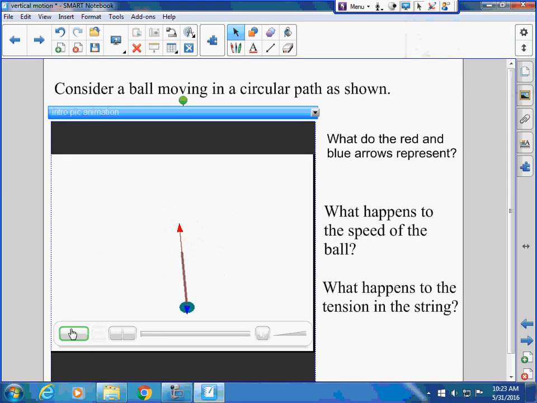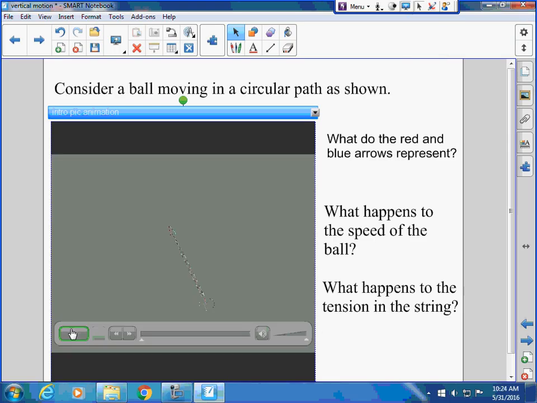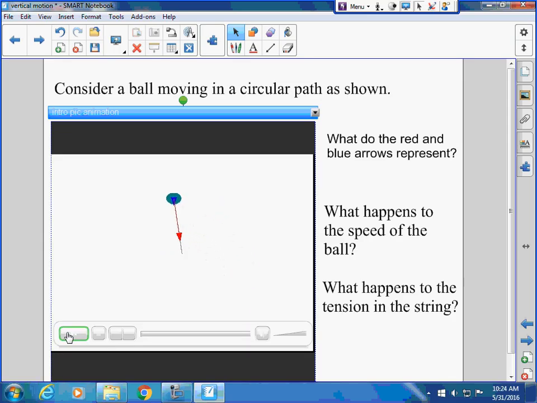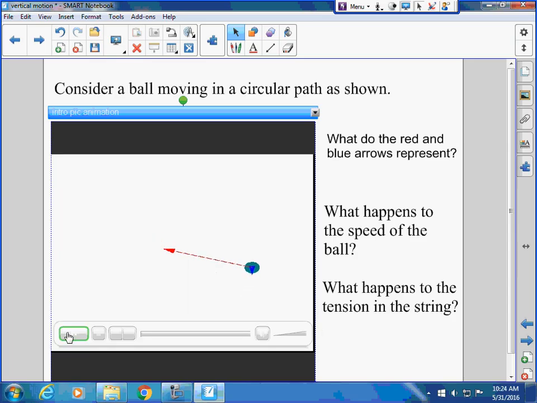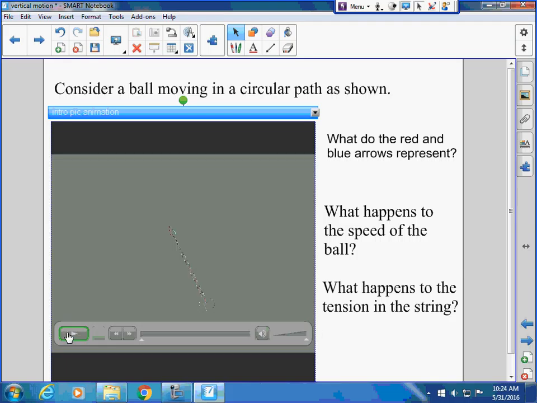What do you think the red and the blue arrows represent? Well, there's a red arrow there, Nate, you can see. The red arrow is pointed towards the center. It's a vector, and you'll notice that it changes. Like right now, it's kind of small, and then as it comes around again, the red arrow gets bigger. So what do you think that red arrow represents? No. What does the red arrow represent?